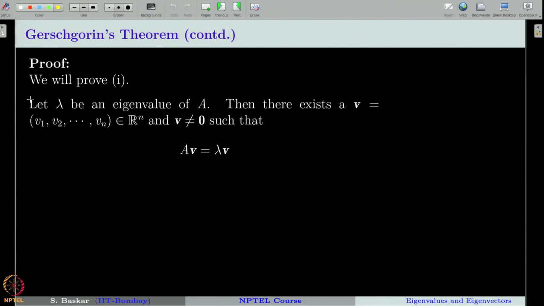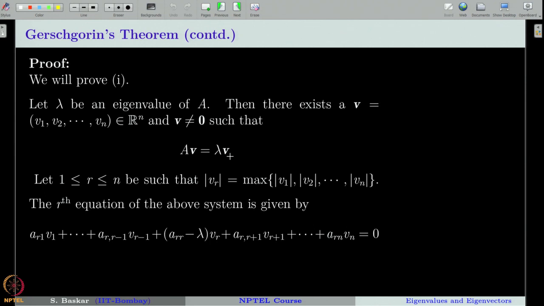Let lambda be an eigenvalue of the matrix A and let V be the corresponding eigenvector that we have chosen. Then you can write AV equal to lambda V, right? That is the definition of the eigenvector. Also note that the eigenvector should be non-zero. Now, let us take the maximum norm of the vector V, given by the maximum of modulus of V1, V2 and so on up to Vn. Let this maximum norm be achieved at the coordinate, say r, where r is an integer between 1 and n. Then the rth equation can be written like this, right?